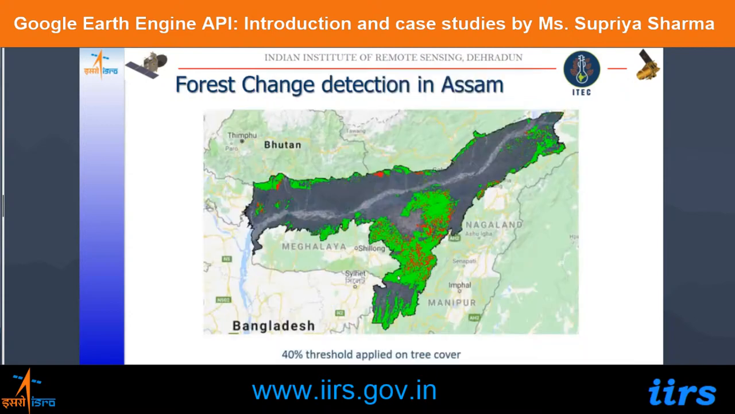So when we zoom in, we see that these are the pixels where the forest cover has been lost in the state of Assam. And these red pixels indicate areas of forest loss. So if you see this red patch over here, the next slide will be zooming into this area and we'll see how the forest has been lost over the years in this particular region.